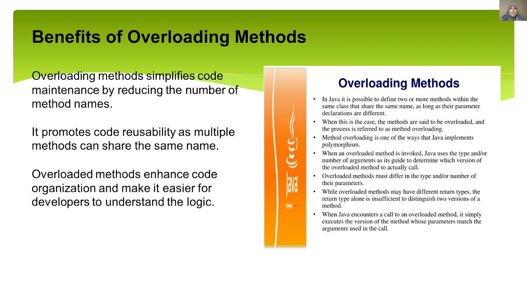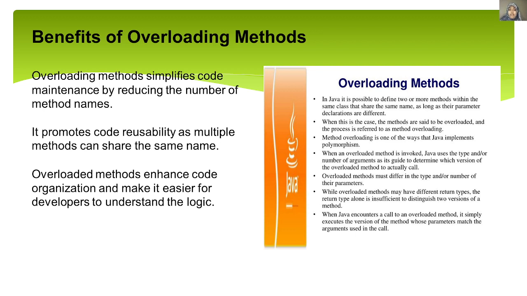In Java, it is possible to define two or more methods within the same class that share the same name, as long as the parameter declarations are different. When this is the case, the methods are said to be overloaded, and the process is referred to as method overloading. Method overloading is one of the ways that Java implements polymorphism. When an overloaded method is invoked, Java uses the type and/or number of arguments as its guide to determine which version of the overloaded method to actually call.